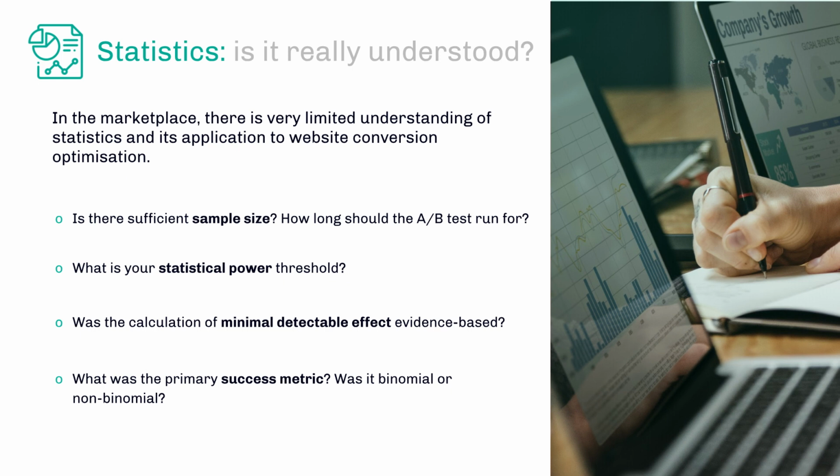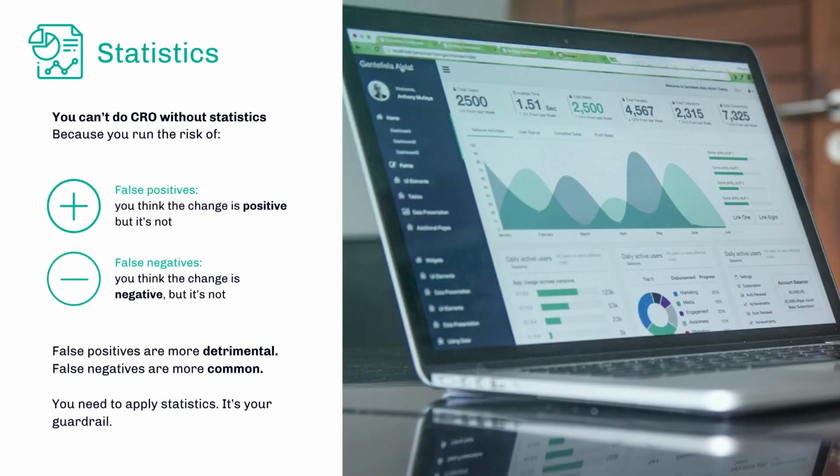Sample size, statistical power, minimal detectable effect. Is your success metric binomial or non-binomial, right? So these concepts are really, really important to run a successful A/B test that's actually valid. If you don't know statistics, you can't really do CRO. That's the inconvenient truth of it.